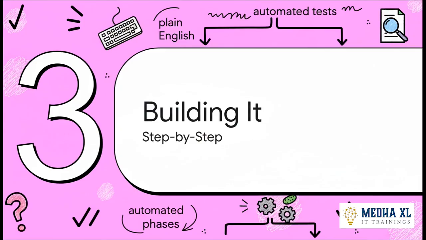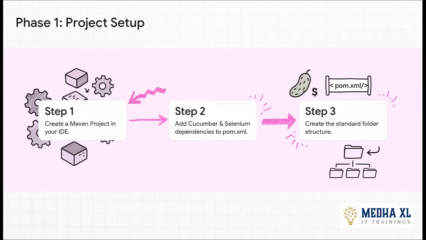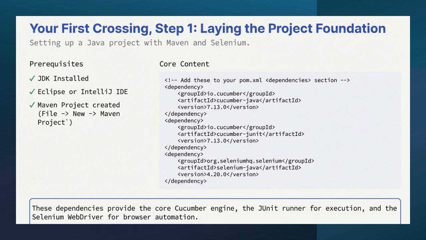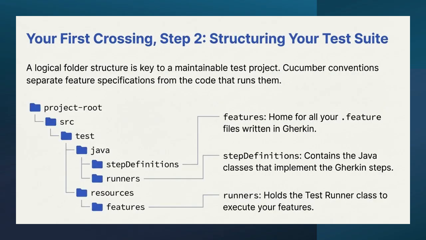Okay, so that's the theory, but what does it actually look like to build one of these things? It might sound a little complex, but it really just boils down to two main phases. Phase 1 is all about the project setup. Think of this as getting your kitchen ready. You start a standard project, then you just tell it which tools you need. In this case, Cucumber and maybe a browser automation tool like Selenium. Then you just create a couple of folders to keep your recipes and your code nice and organized. It's the basic but essential groundwork.